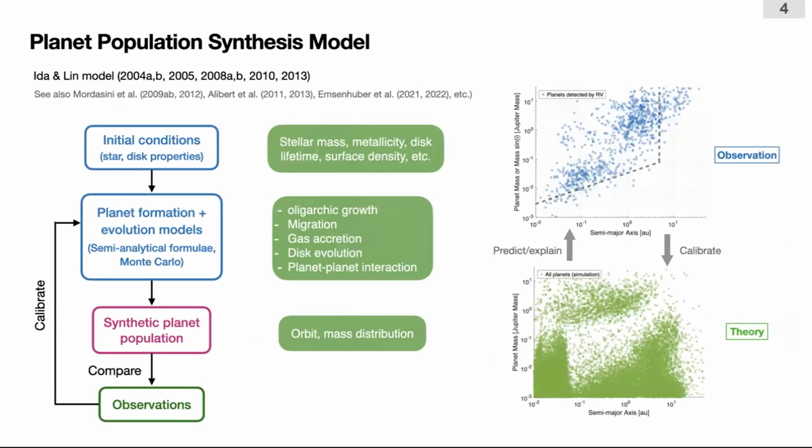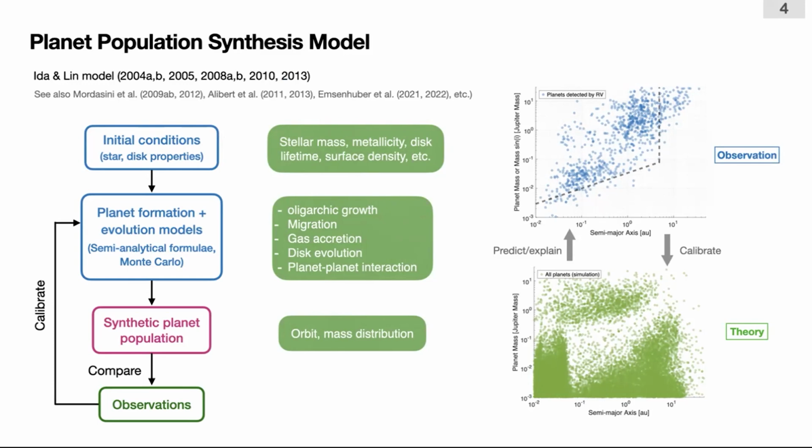So this is a brief introduction of how the planet population synthesis, or PPS, model works. For those of you who are familiar with the Bern model in GPPS, you already know how a PPS works. We have observationally inferred stellar and disk properties that are used as initial conditions for our planet formation models. And our formation model includes different processes like oligarchic growth of embryos, planet migration, gas accretion, disk evolution, and planet-planet interaction. All of these processes are prescribed with semi-analytical formulas in the Ida-Lin model.